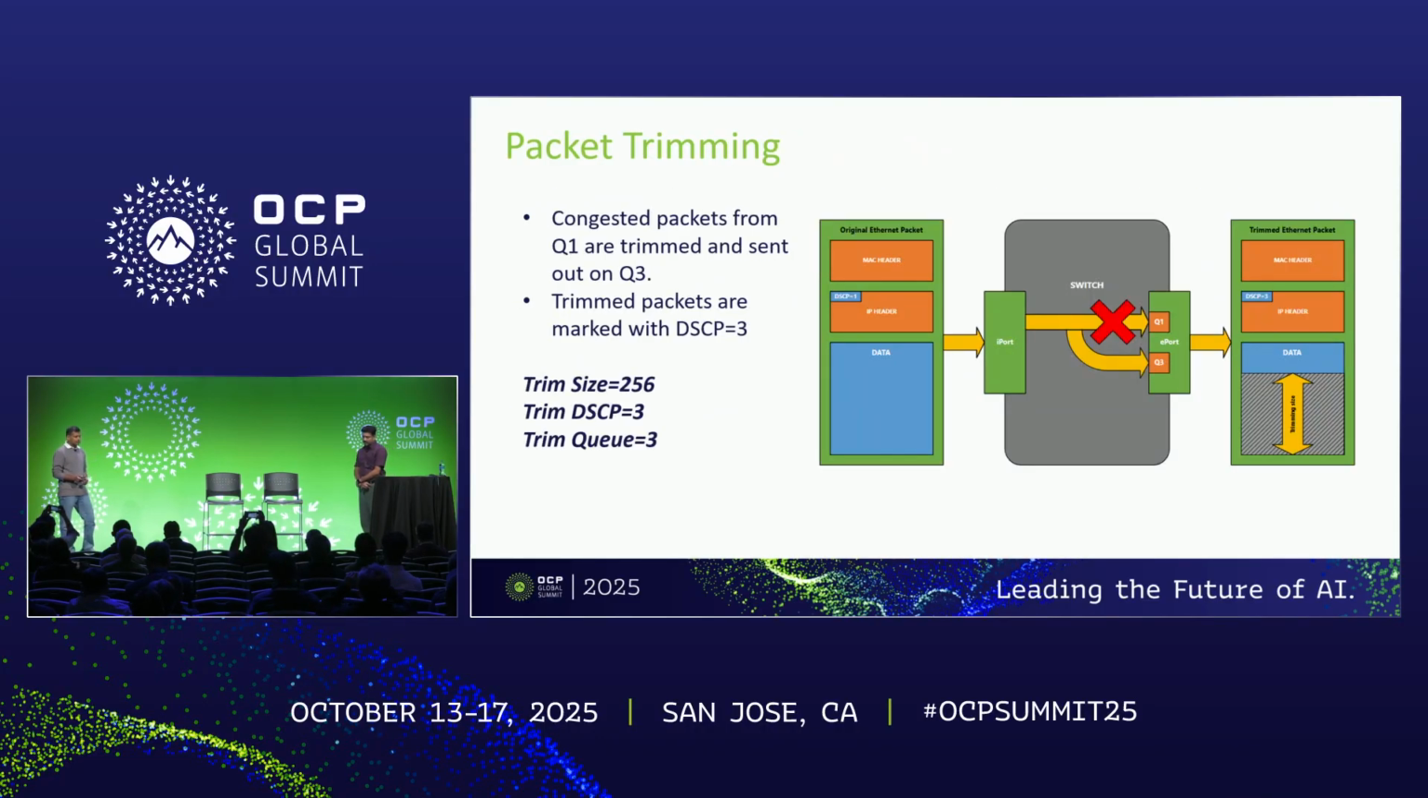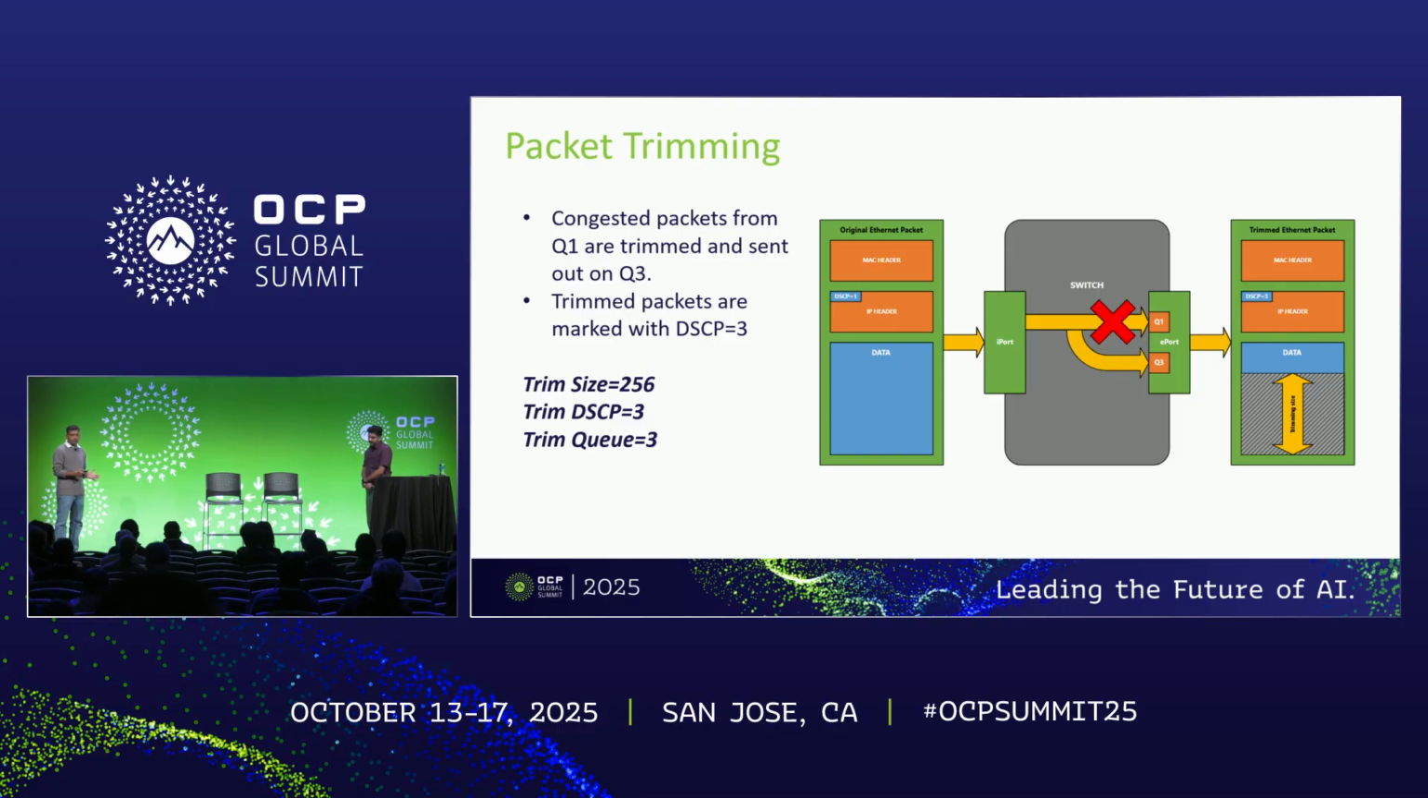So let's take a simple example here. In the switch, we have Q1 as a trim eligible queue, and the trim size is configured as 256 bytes, the trim DSCP is set to 3, and the trim queue index is 3. So in this switch, let's say the Q1 on the egress port is congested. Instead of tail dropping the packet, the switch trims the packet, reduces the packet size to 256 bytes, changes the DSCP value, and enqueues the packet to Q3.